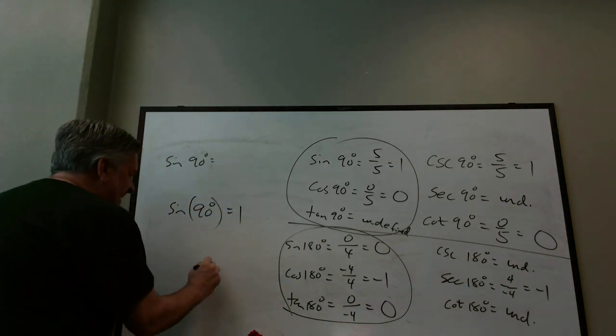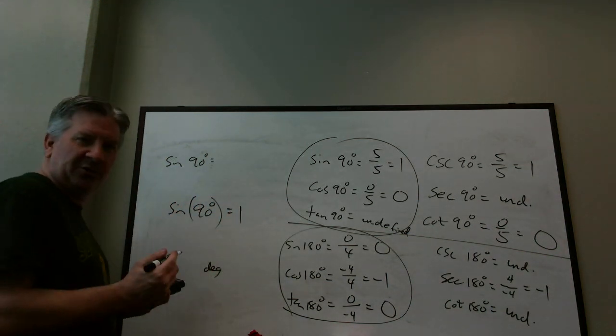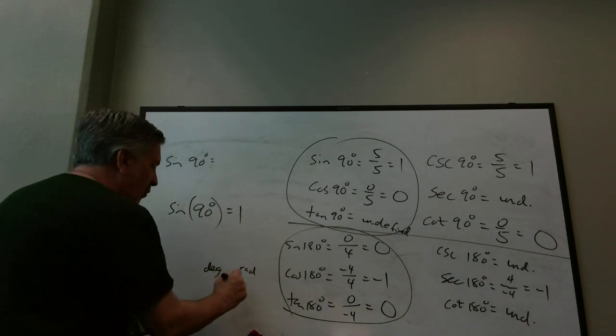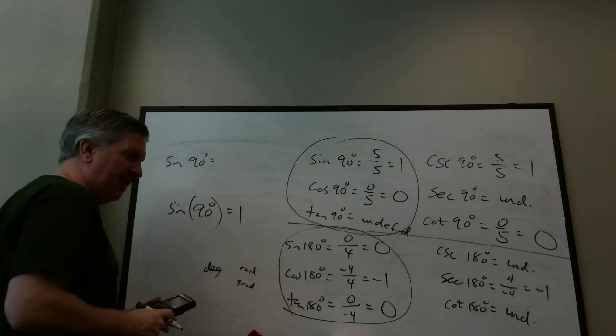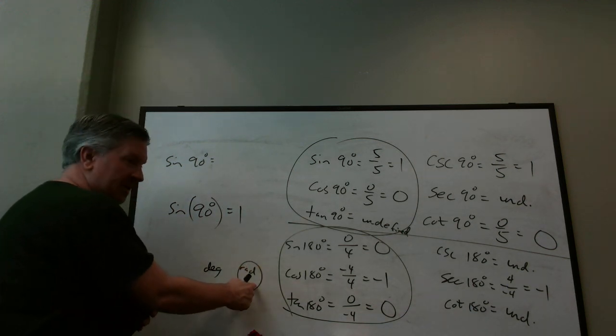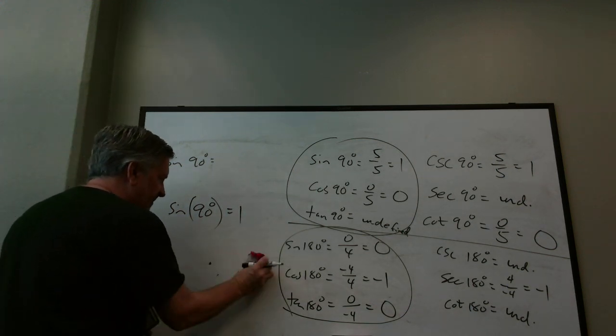It may have a little DEG sitting there. That means you're in degree mode. It may say RAD, which is radians, or it may say GRAD. Gradients is another unit that sometimes you will see on a calculator. So if it's one of these, you need to figure out how to switch over to degrees.